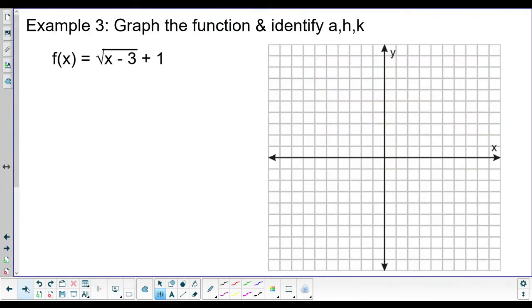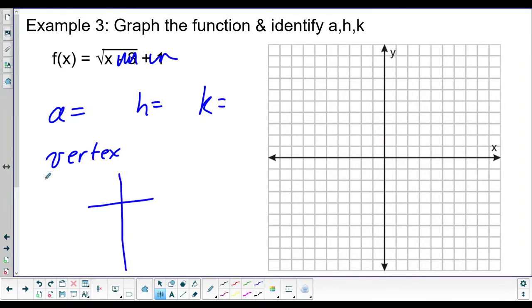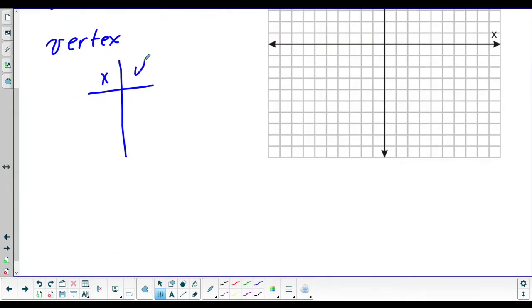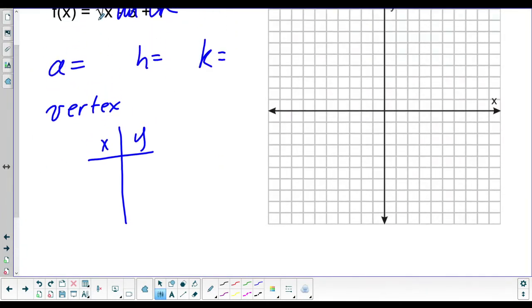Okay. Now we're going to do some graphing. So we want to graph the function and identify a, h, and k. So let's go ahead and put a, h, k. I'm also going to put the vertex here. All right. So let me graph the parent function first. The parent function would be if we didn't have h and we didn't have k in there. So it'd just be the square root of x. Let me give you the x's and y's one more time. So x, y. If I want to do square root, we want to pick numbers that are easy to do the square root of. So we're going to pick perfect squares again.